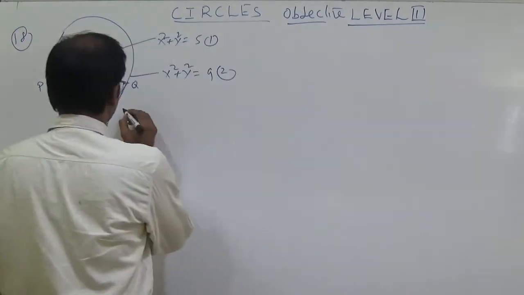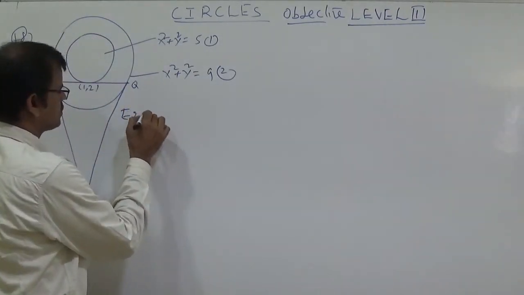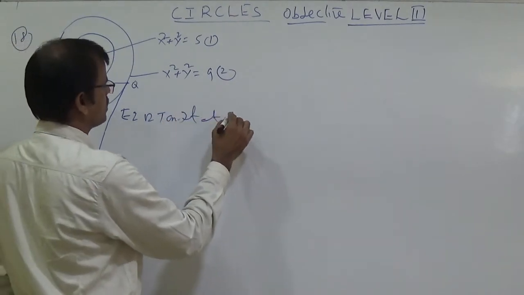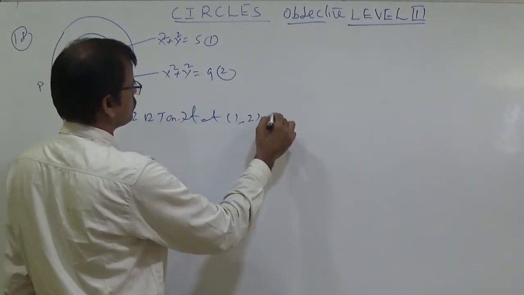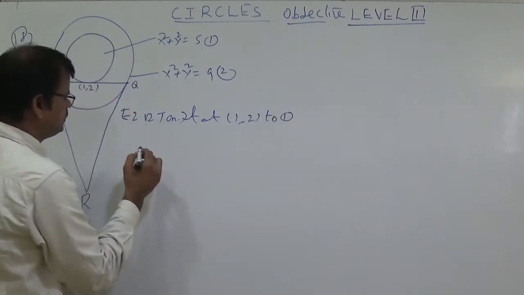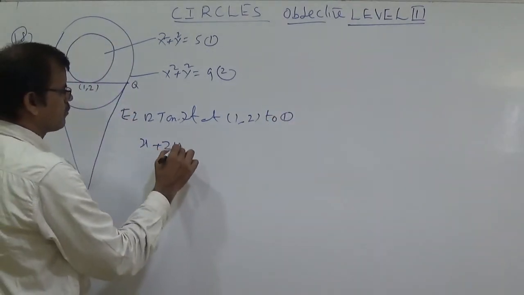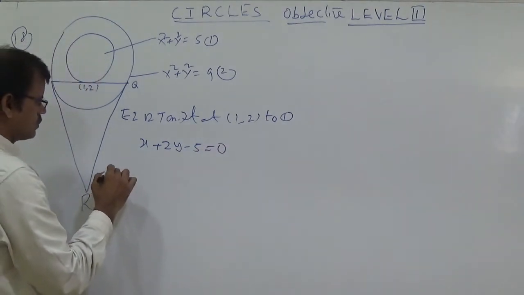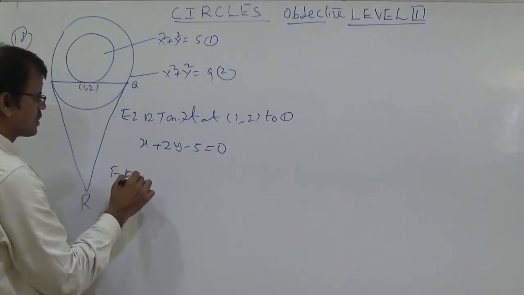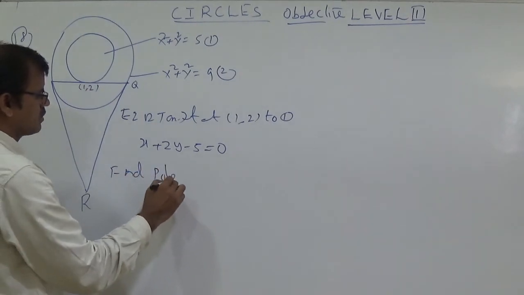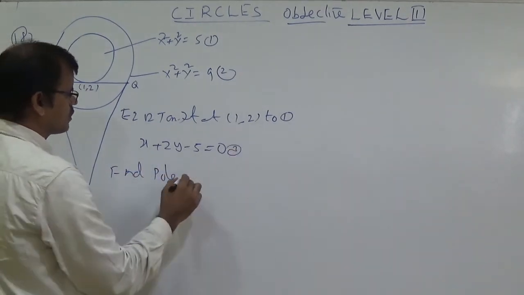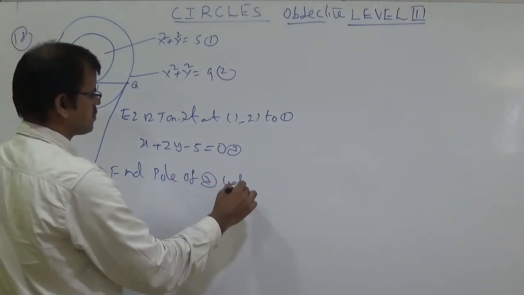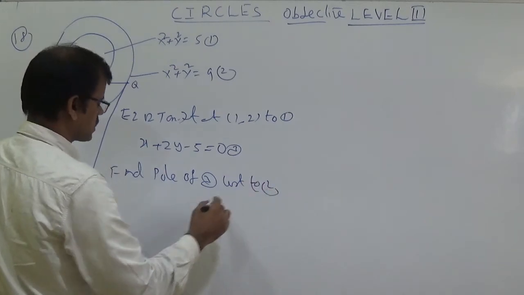Let us write the equation of tangent at (1, 2) to the first circle. According to the formula S1 = 0, x + 2y - 5 = 0. Now this is the line. Find the pole of this line with respect to the second circle.